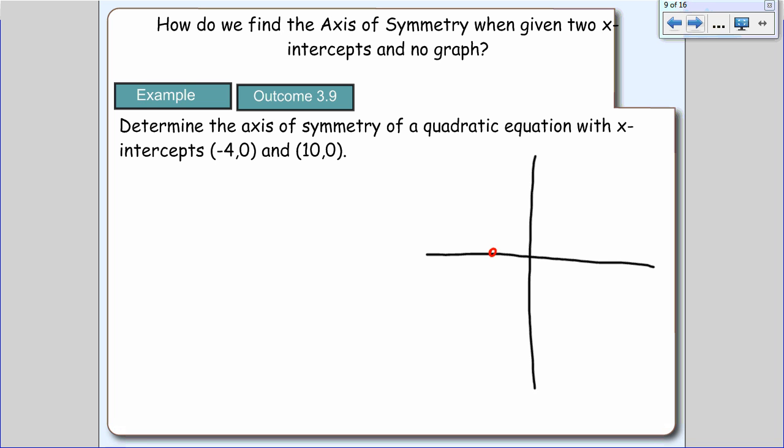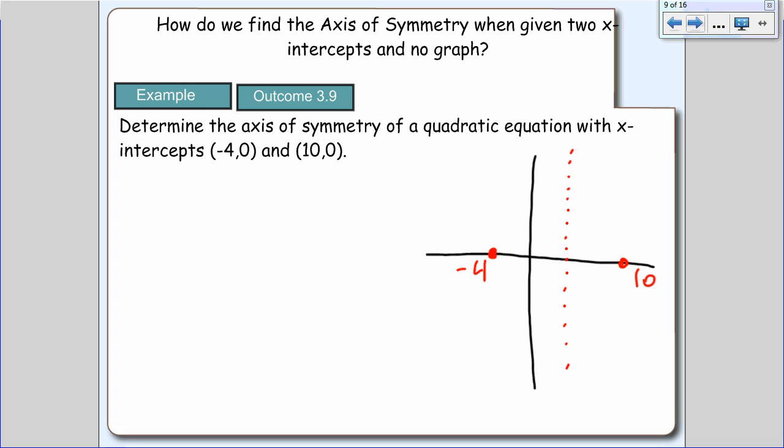We know something about quadratics. We know that they're symmetrical. We know that there's some imaginary line that goes right down the middle of our quadratic. That means that imaginary line has to be the same distance from each point. If it's truly symmetrical, this point is just a mirror image of that point. They just folded over each other over that axis of symmetry. So if you can find the middle point between -4 and 10, that'll tell you where your axis of symmetry is.